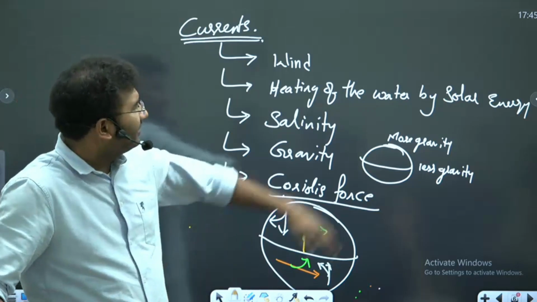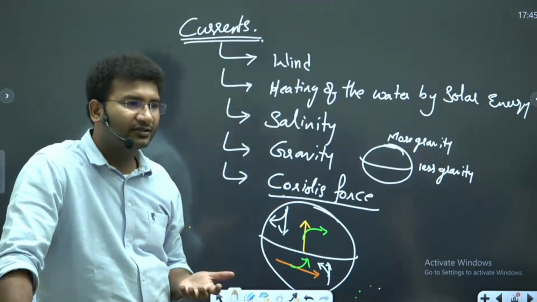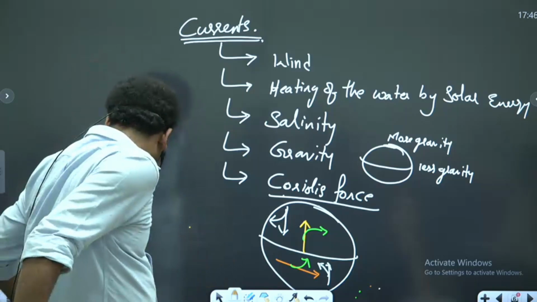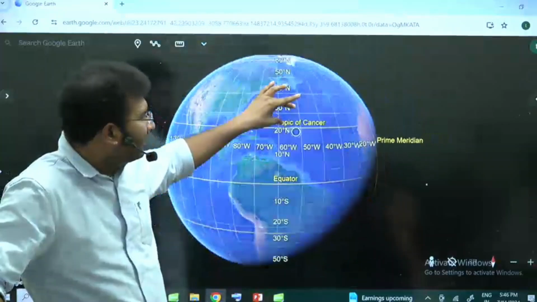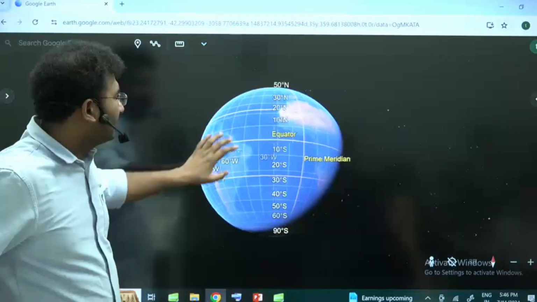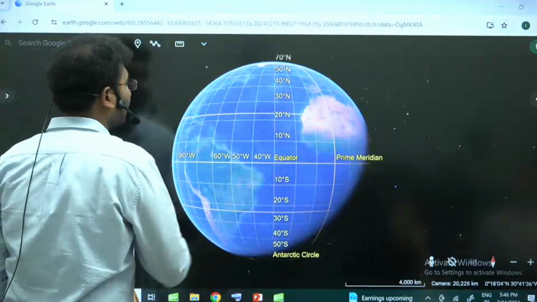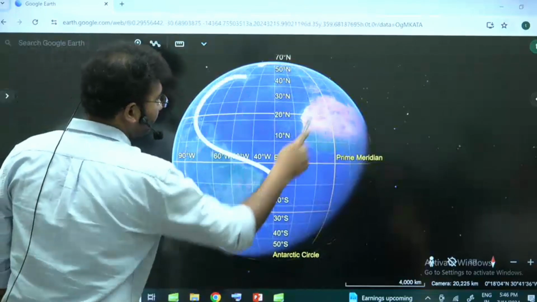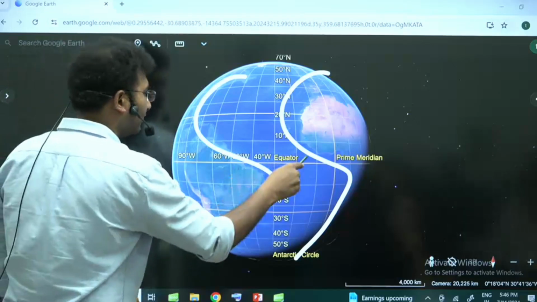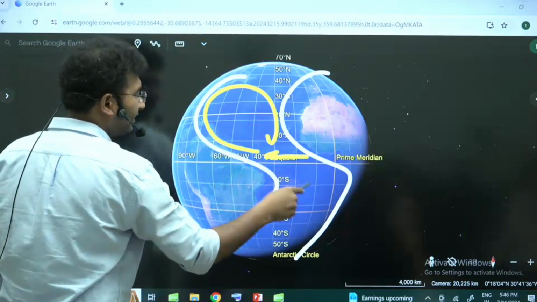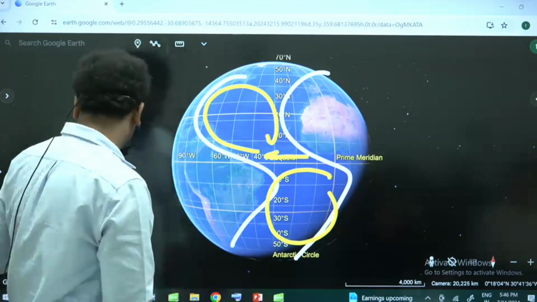Now, considering all these factors, we will try to understand how the water is moving and how the water tends to move around. So, first, ocean by ocean we'll go. Let's first go to the Atlantic Ocean, and look here. What shape does the Atlantic Ocean have? S and S. Now, we will try to understand how the water moves in the Atlantic Ocean, in the northern hemisphere and southern hemisphere. Okay? Look here.